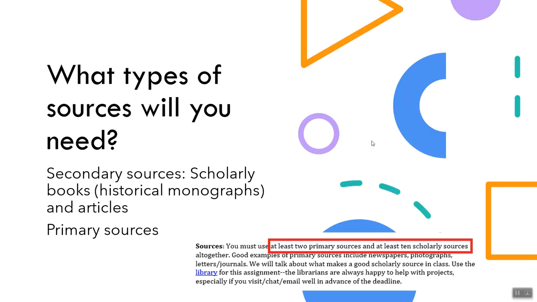So what types of sources will you need? You'll be working with secondary and primary sources during this class. For secondary, we have scholarly books or historical monographs and scholarly articles, and primary sources. Scholarly sources are works that provide summaries, analysis, commentary, or criticism of a primary source, and historians rely on what other scholars have already researched and written about a chosen topic. Primary sources provide first-hand testimony or direct evidence concerning a topic under investigation. They are created by witnesses or recorders who experienced the events or conditions being documented.